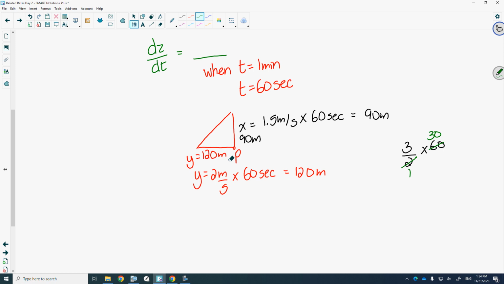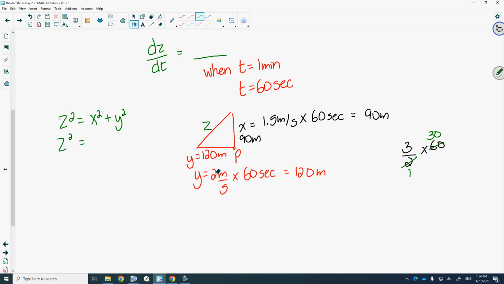Now, watch the Pythagorean theorem for this. The Pythagorean theorem for this guy is going to be a little bit crazy, but you have to know how to do this for the test. So z squared equals x squared plus y squared. Z squared equals, actually, you know what might even be easier?